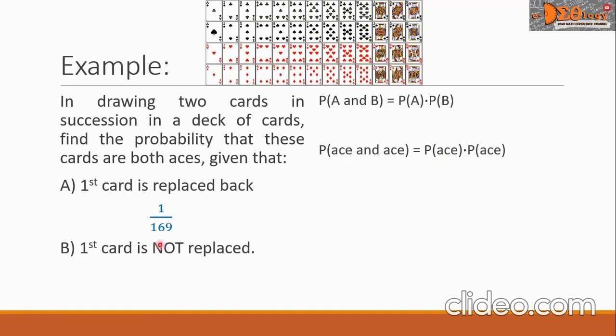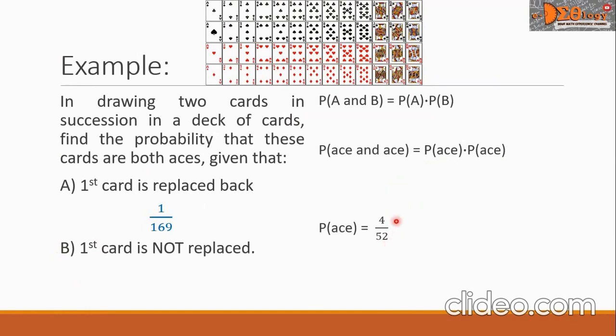Let us now solve for problem B. This time, the first card is not replaced. Taking now the probability of the ace on the first draw, we will have 4 over 52.